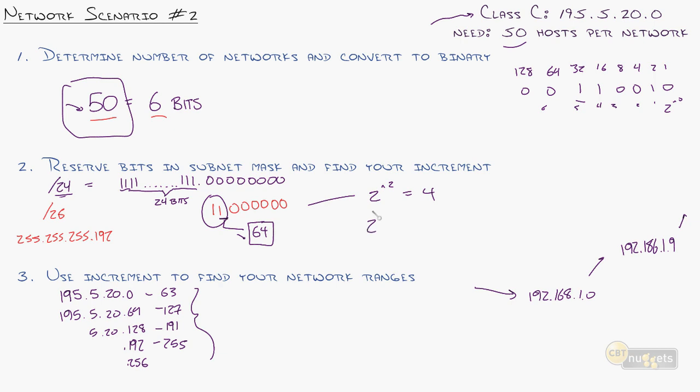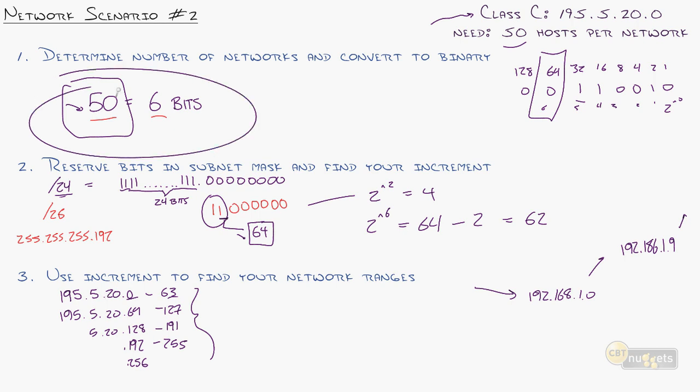Or if I'm saying, how many hosts do I really get? I can do 2 to the power of 6, because we've got 6 host bits. So look up here, 6, that'd be 64. But I always have to subtract 2, so I actually get 62 usable hosts, because I've got to account for the broadcast and network per network. Yes, it's more than 50, but that's just how the binary works out. There's no binary increment, the next one down would be 32.